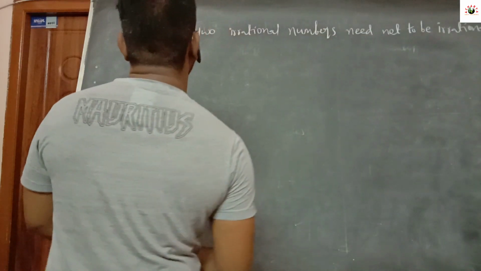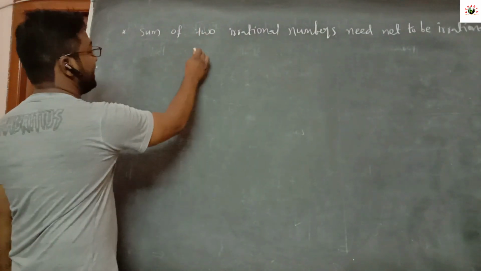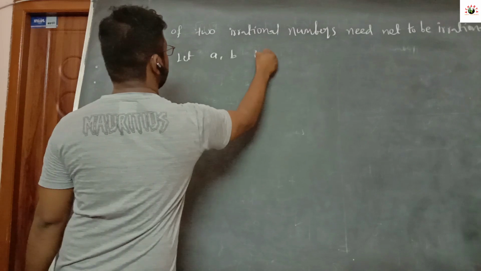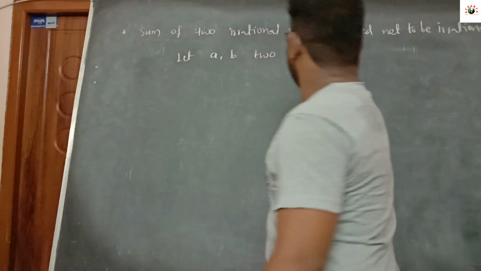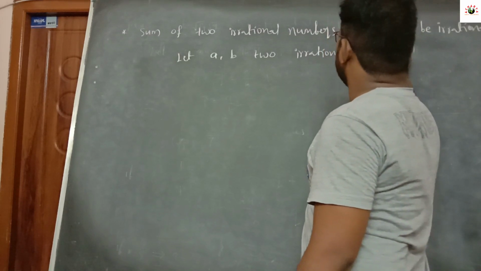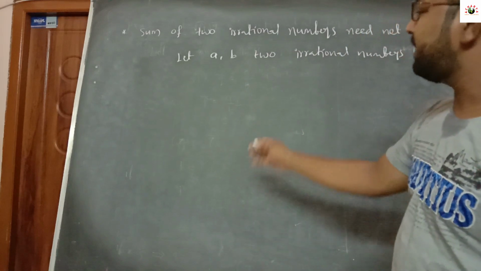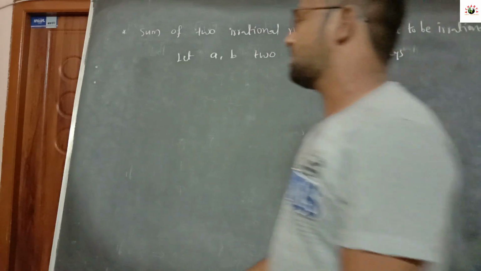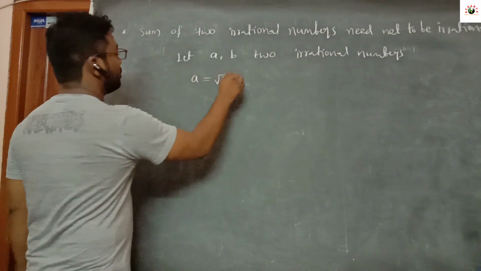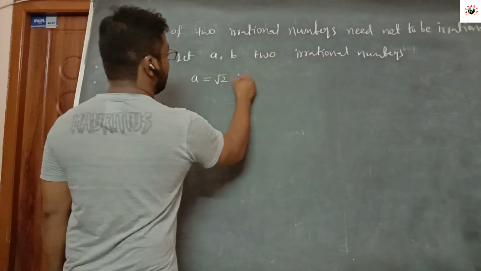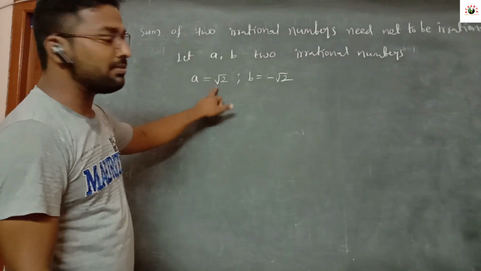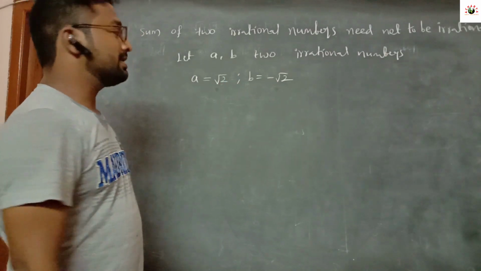For example, let a, b be two irrational numbers. What are the irrational numbers here? Already we know a is equal to root 2. Root 2 is an irrational number. Then b is equal to minus root 2, also an irrational number.